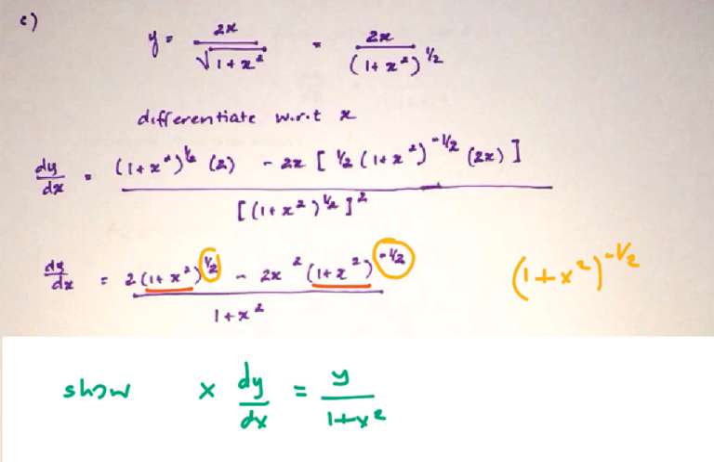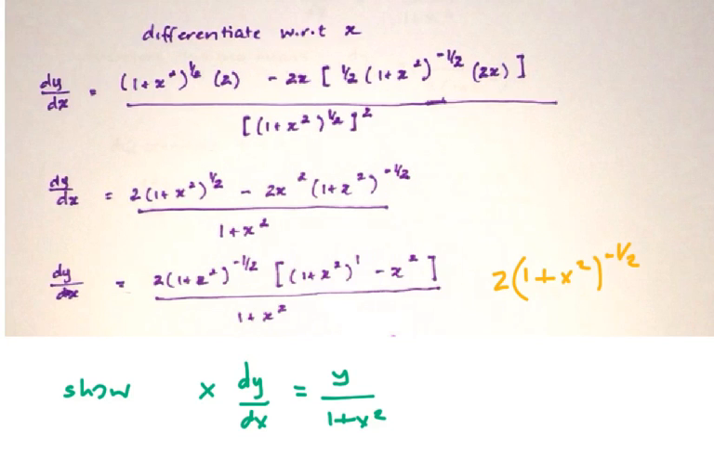So I'm going to pull out (1 + x²)^(-1/2), and I also see that each of these two terms have the number 2 in common, so I'm also going to pull out 2. Essentially I'm pulling out 2 times (1 + x²)^(-1/2) from both my terms in my numerator. So now my first term, which is this term here, after I've pulled out 2 times (1 + x²)^(-1/2), my first term becomes (1 + x²)^1.